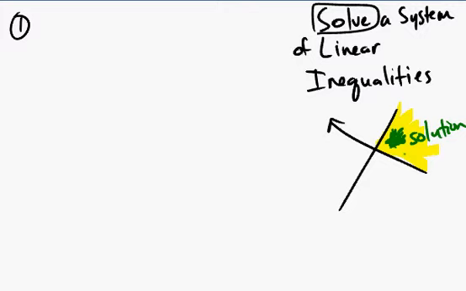Okay, so solve a system of linear equations. A system means there's more than one, right? We got to find the solution. Ready for question 1? Okay.